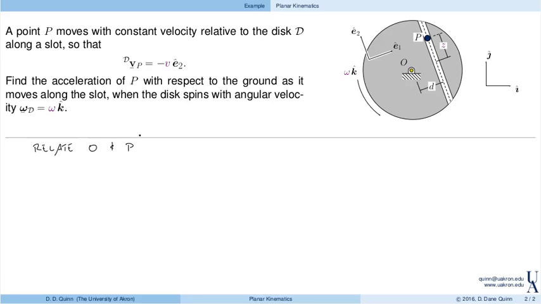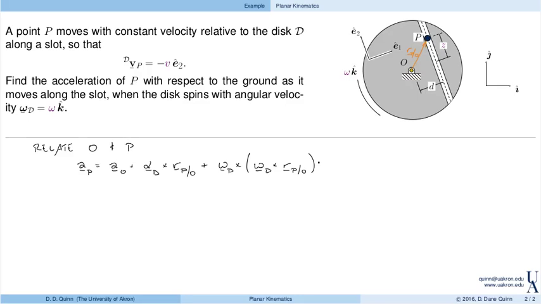And we'll do that with our kinematic relationship that says the acceleration of P is the acceleration of O plus the angular acceleration of the disk cross RPO. That's the position of P with respect to O. So again, here in the figure, RPO would be that vector. And then we have the angular velocity of the disk cross the angular velocity again cross the position.